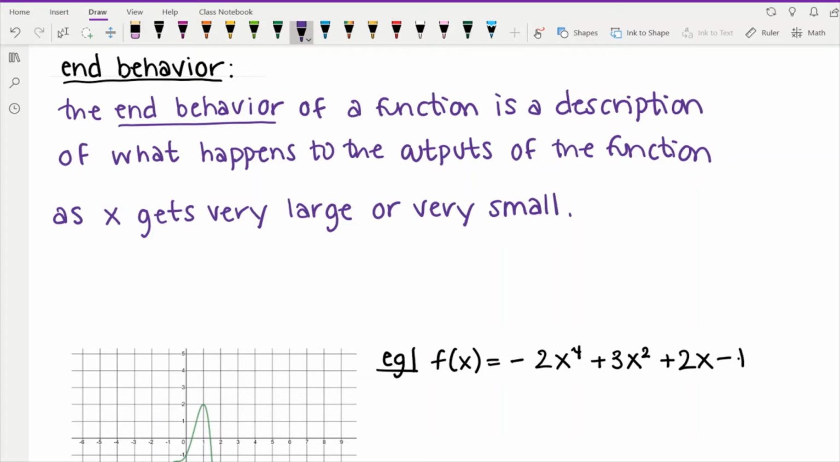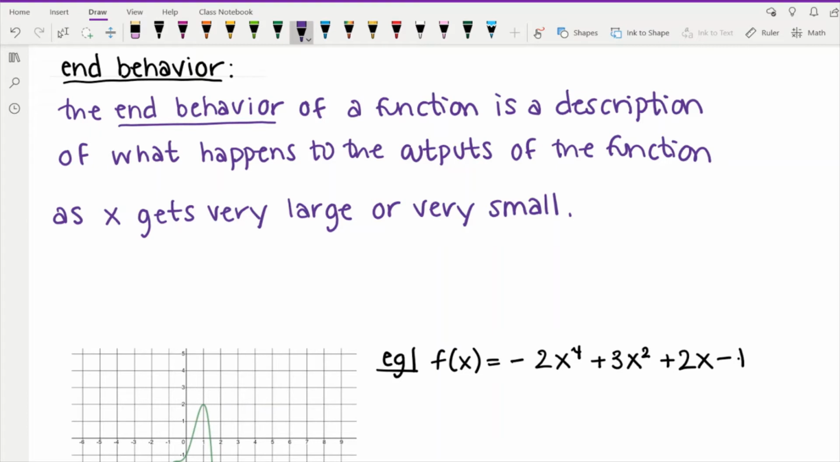We'll get into some examples in a moment, but I just want to say one thing up front to get it out of the way. When we're talking about x getting very large, we're talking about things like x equals 100, x equals 1,000, x equals 1,000,000, right? We're basically trying to assess what is going on with the outputs of this function as we plug in bigger and bigger x values. What about as x gets very small? What do I mean by that? This is the one that I think sometimes can be misleading. When I hear very small, the first thing that pops into my mind would be a number like 0.1, right?